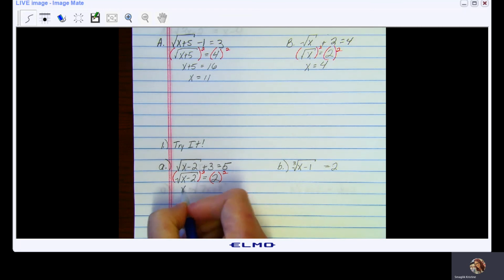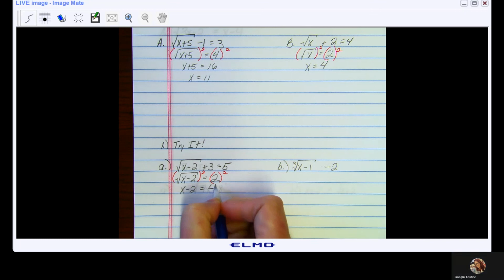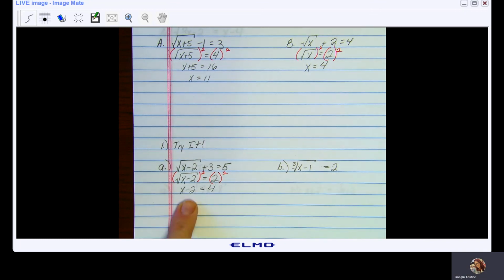I'm now left with x minus 2 equals 2 squared, which is 4. And now I would add the 2 to both sides. 4 plus 2 is 6. x equals 6. And now let's take a look at b.